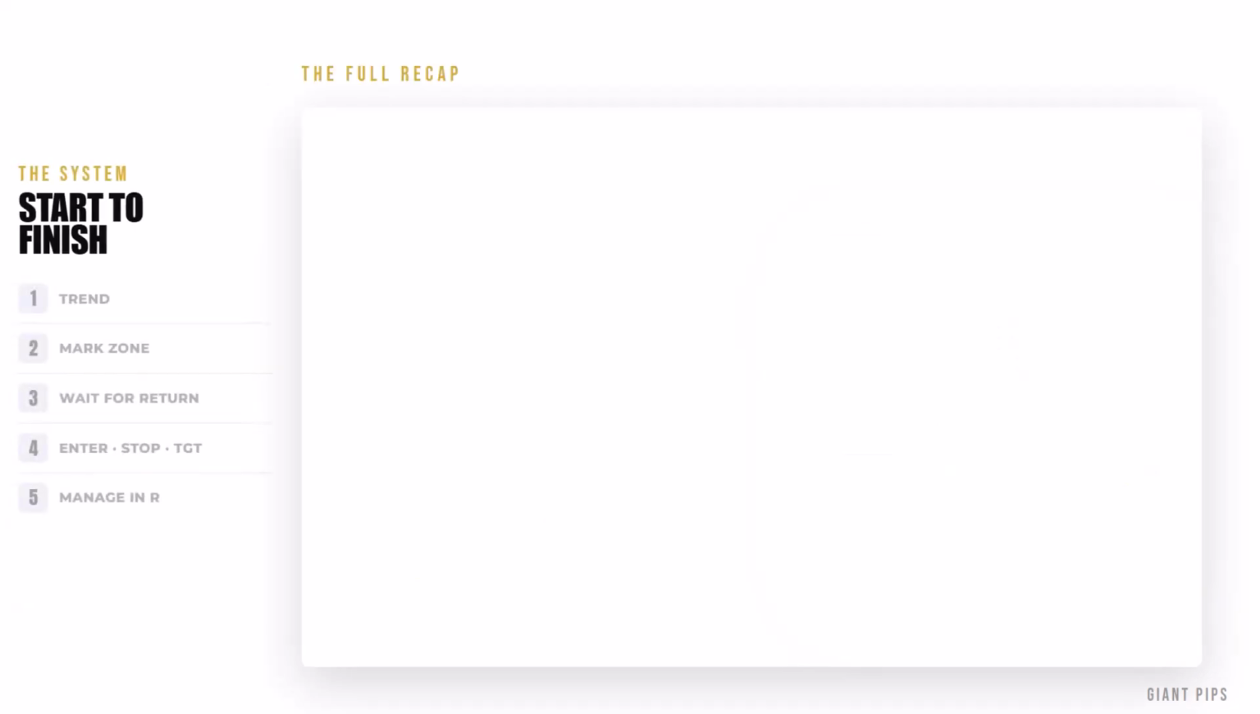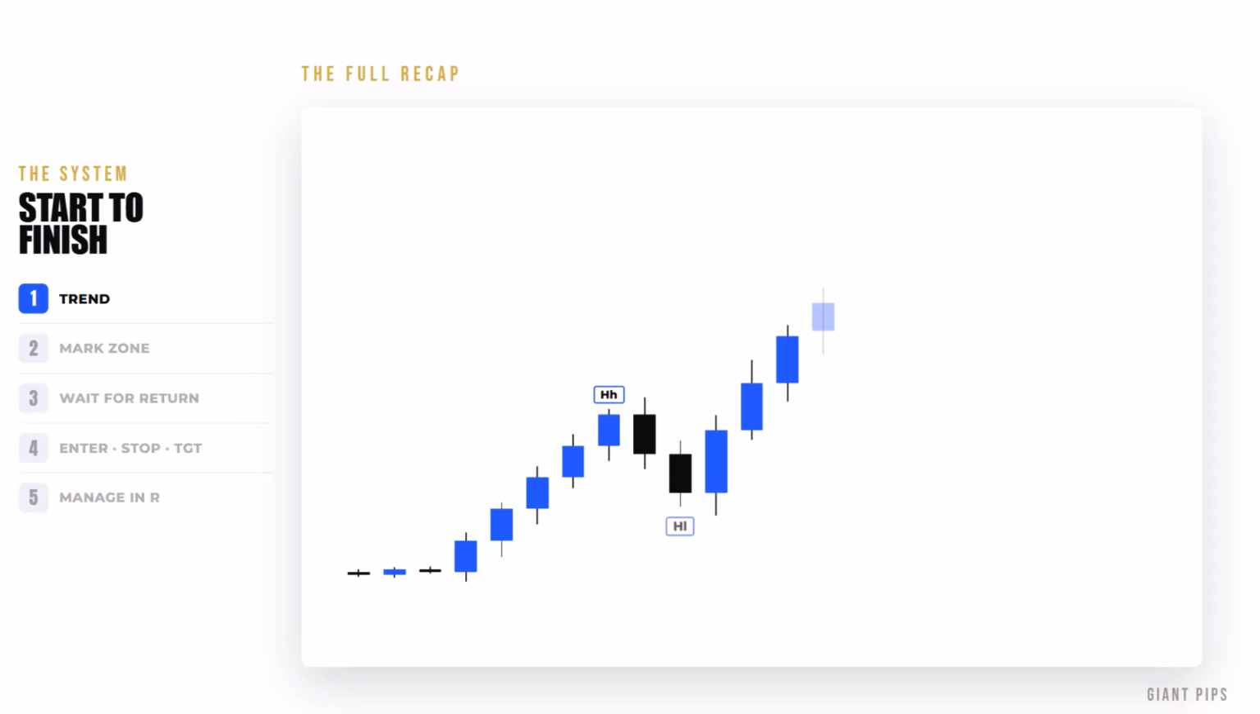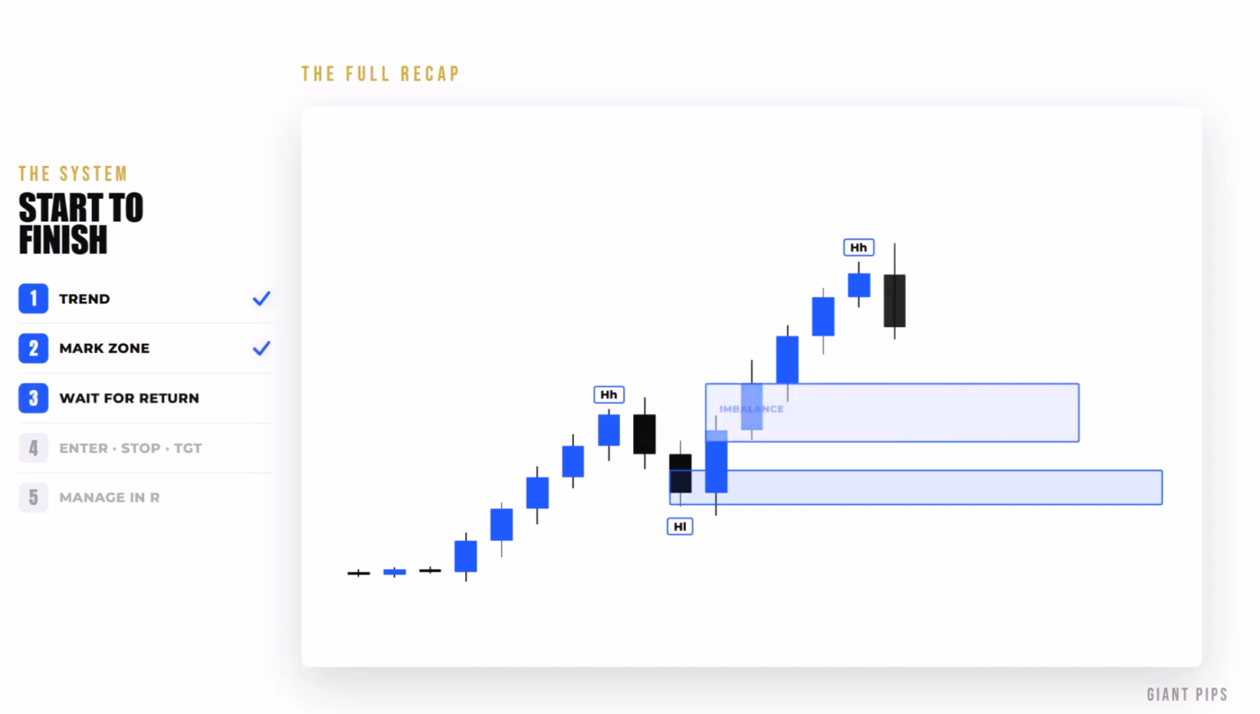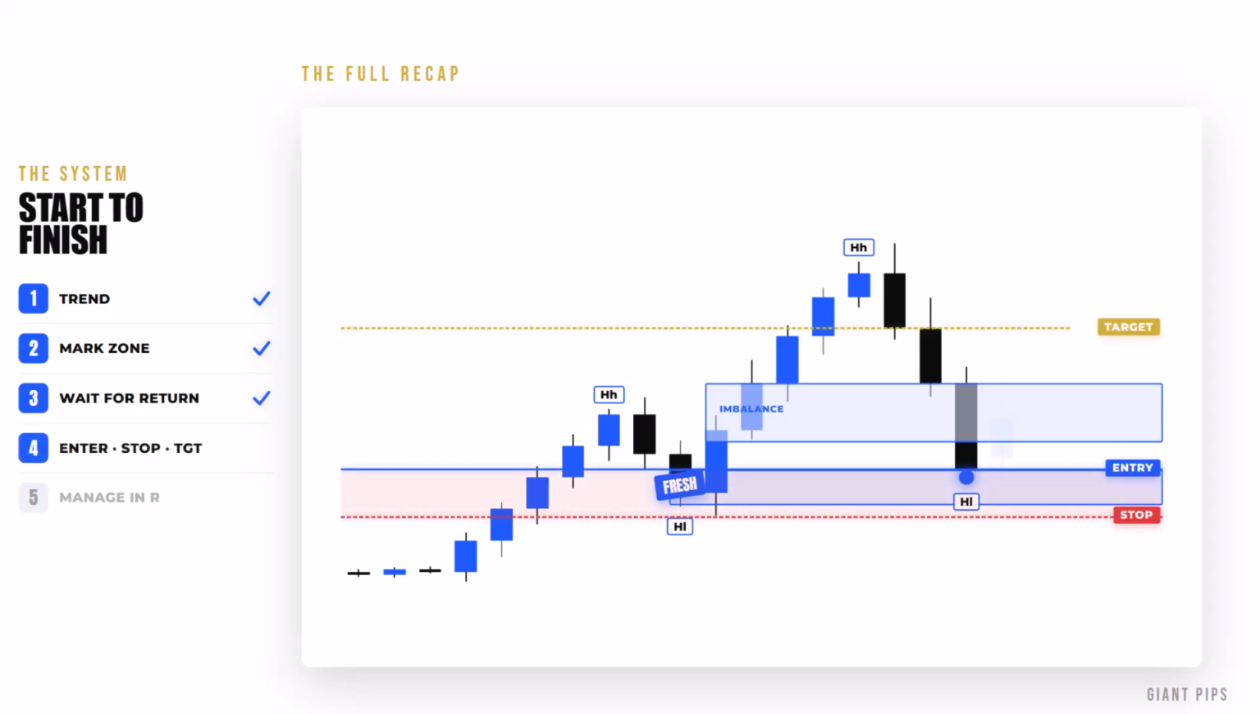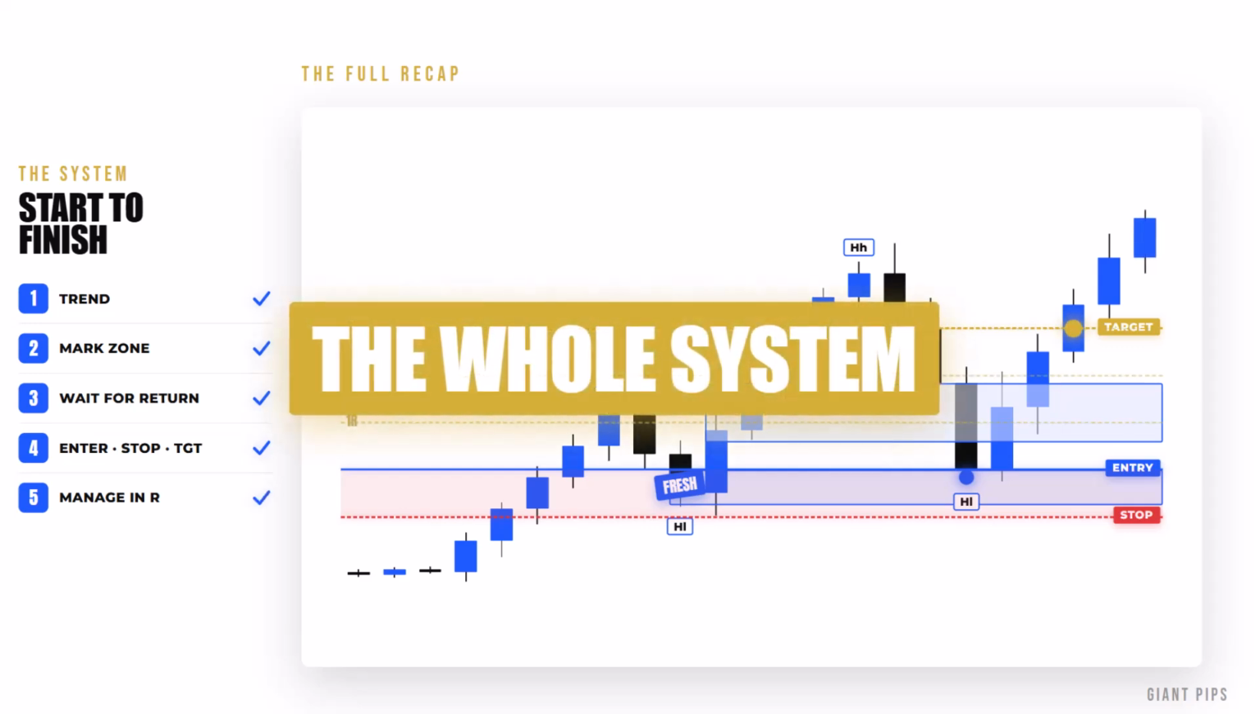So let me stack the whole system together in one clean sequence. And do you see how everything's coming together here? 1. Identify the trend using market structure. Higher highs and higher lows, or lower lows and lower highs. 2. In that direction only, mark your zones using the last candle before the impulse. 3. Wait for price to come back into a fresh, high-quality zone that left strong imbalance behind. 4. Enter at the zone. Place your stop just beyond it and target the next opposing zone or imbalance. 5. Manage the trade in R and let your winners run. That's the whole system, start to finish.